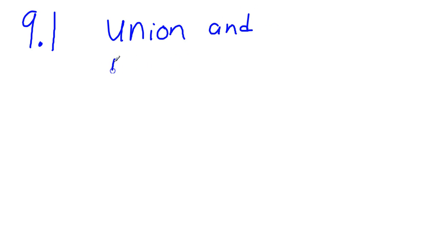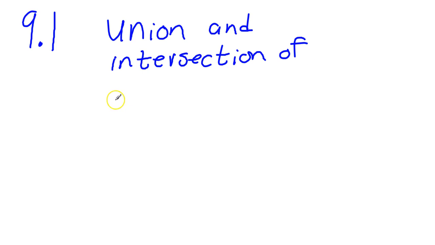So 9.1, for the first part here, we're looking at different sets. We're going to look at union and intersection. And the first thing you've got to get with union and intersection is basically the symbols they're going to use for this part.